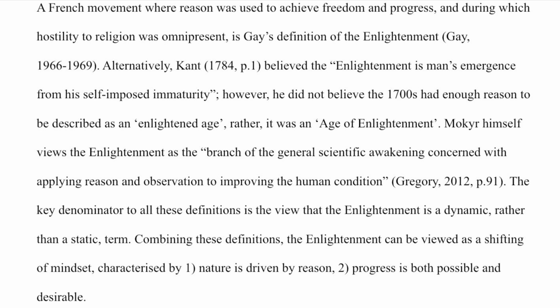Alternatively, Kant believed the Enlightenment is man's emergence from his self-imposed immaturity. However, he did not believe the 1700s had enough reason to be described as an enlightened age, rather it was an age of enlightenment. Mokyr himself views the Enlightenment as the branch of the general scientific awakening concerned with applying reason and observation to improving the human condition. The key denominator to all these definitions is the view that the Enlightenment is a dynamic rather than a static term.